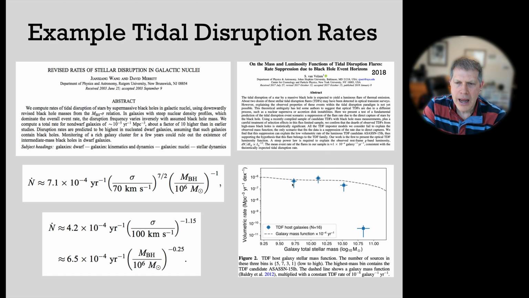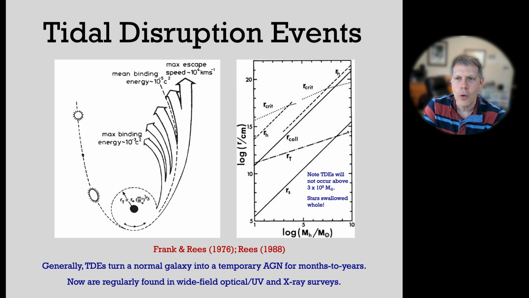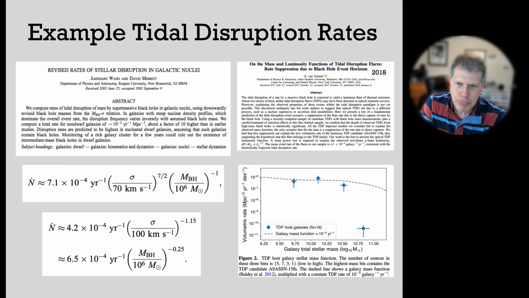And you can see that the rate actually drops off dramatically up at the high galaxy stellar masses. That's thought to be due to the fact that these have the very massive black holes that swallow the stars whole. But broadly, if you look at the rates that people are finding via the optical, ultraviolet, and X-ray surveys, the ballpark number is about 1 times 10 to the minus 4 tidal disruption events per galaxy per year. So about one tidal disruption event every 10,000 years per galaxy. That's the typical rate.